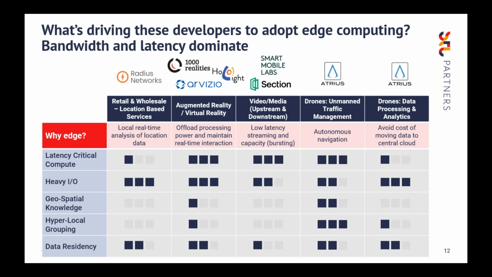The one below this, hyperlocal grouping, is an extension of that, where you need to know the location of a device relative to other devices around it, and also the environment around it, and be able to coordinate fleets of devices. Again, drone navigation leverages this in particular, but it could be applicable in other domains, such as where an event venue is trying to coordinate different attendees. It can provide a specific experience for those attendees. And the last one is data residency. This is partly driven by data sovereignty.